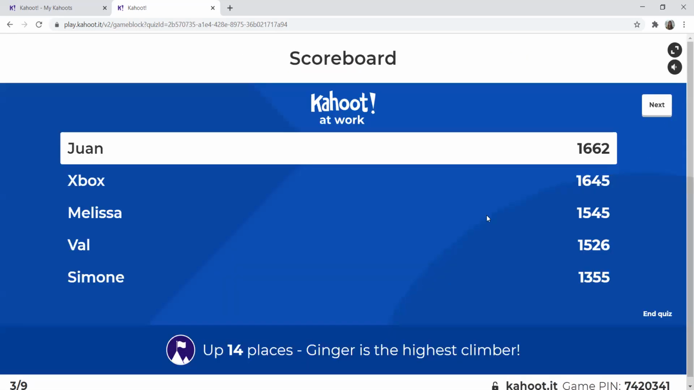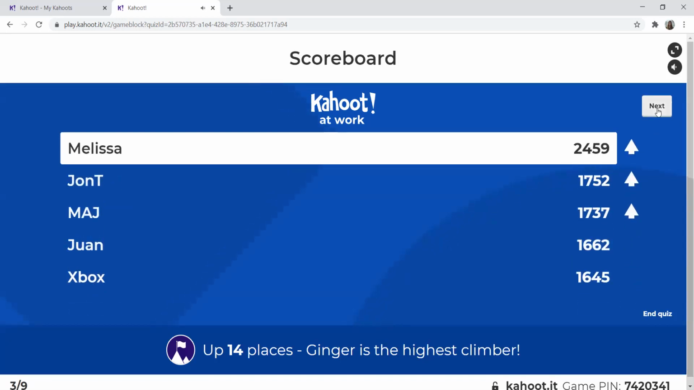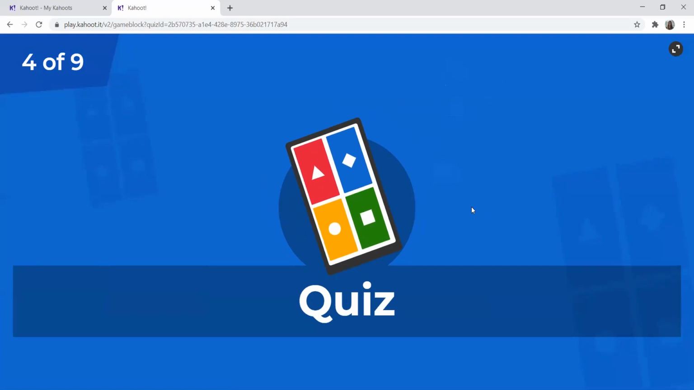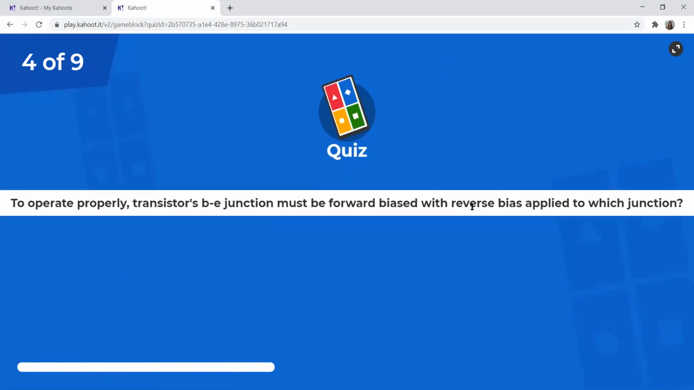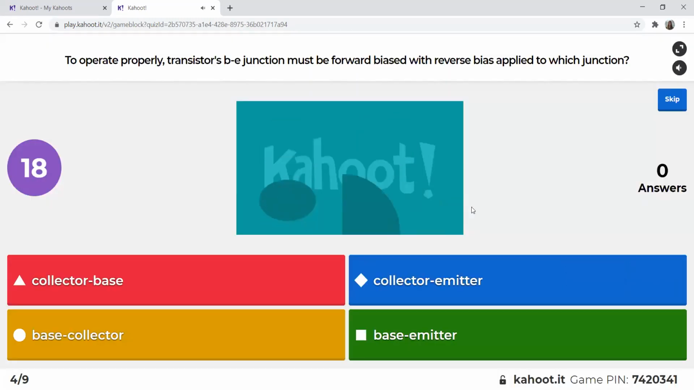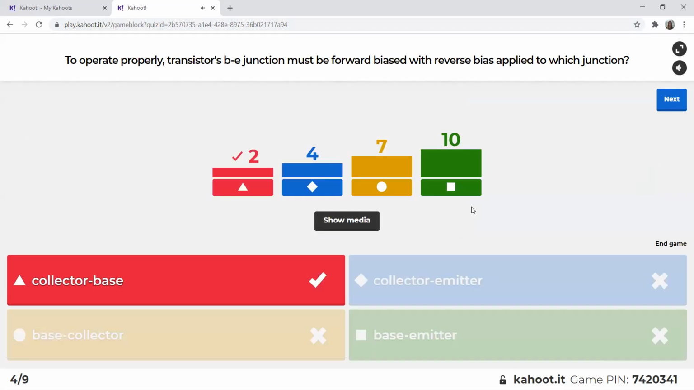All right. Awesome. Good job, everybody. All right. That's the 4th question. To operate properly, transistors' base emitter junction must be forward biased with reverse bias applied to which junction? Yes, it's collector base. All right, next question.